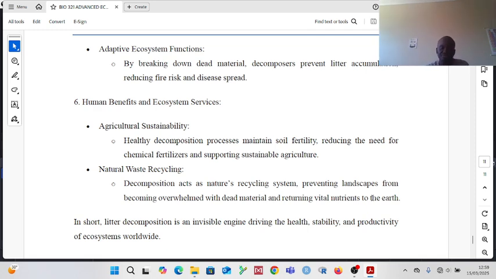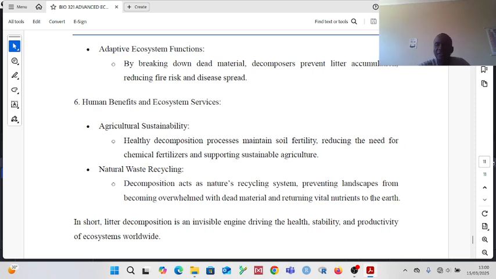So in summary, litter decomposition is an engine which helps in driving the health, the stability and the productivity of ecosystems. Okay, so it means litter decomposition is such a vital process within an ecosystem, because without it, the health of the ecosystem, the stability of the ecosystem, and the productivity of that ecosystem is likely to be compromised.